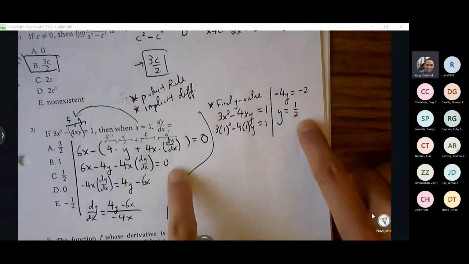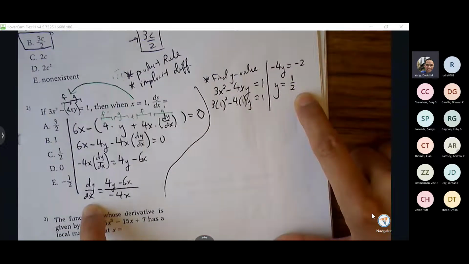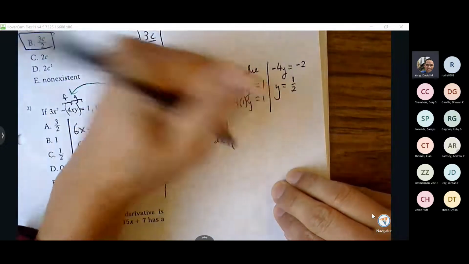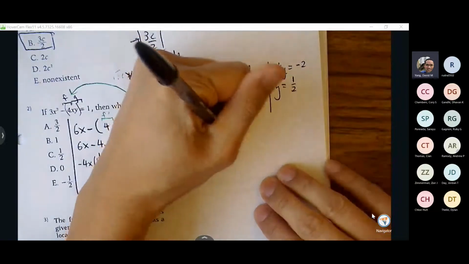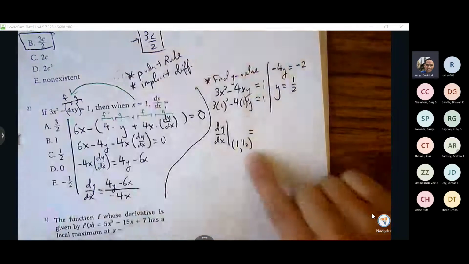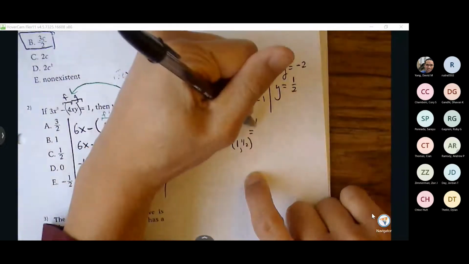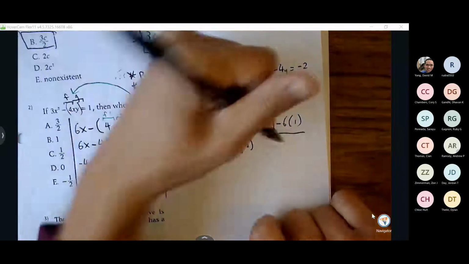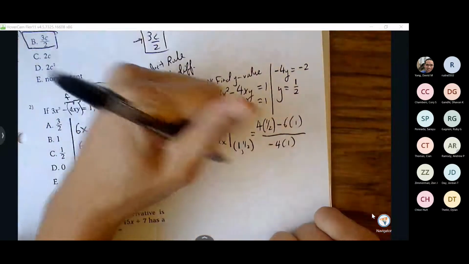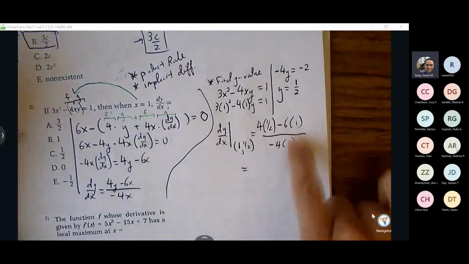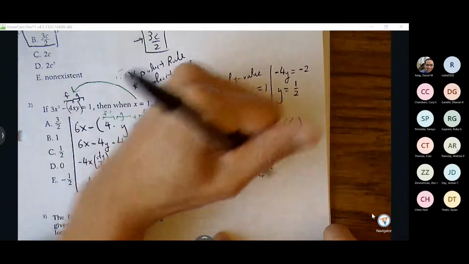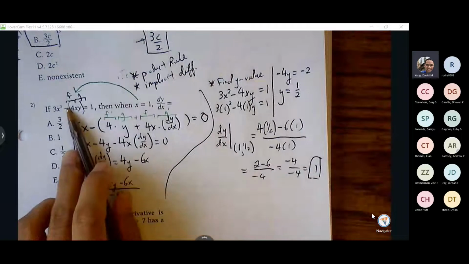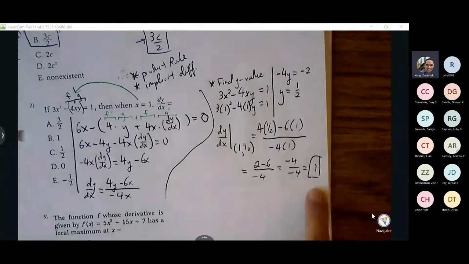Okay, so now that we have both the x and y value, we can move forward and actually get to the slope for my derivative. So I typically use this notation to indicate that I'm about to insert my full ordered pair into my derivative. Okay, 4 divided by 2 is 2, 2 minus 6. Negative 4 over negative 4 equals 1. So the slope of this curve at the ordered pair (1, 1/2) is a steepness and slope of 1.